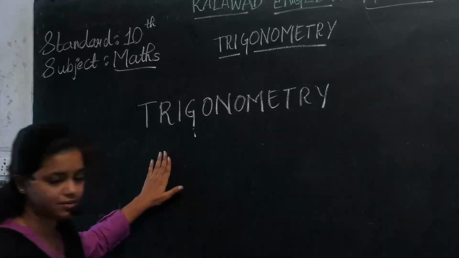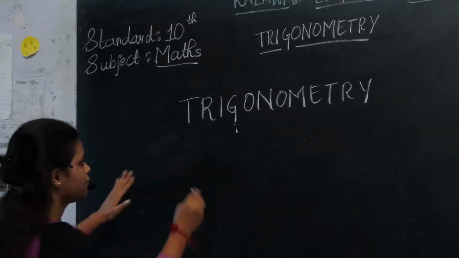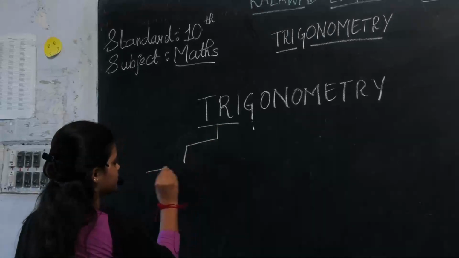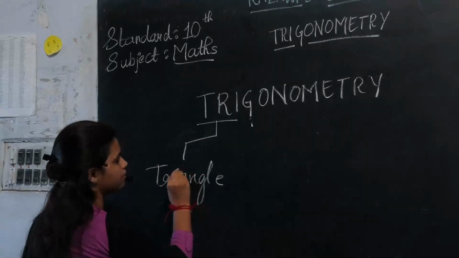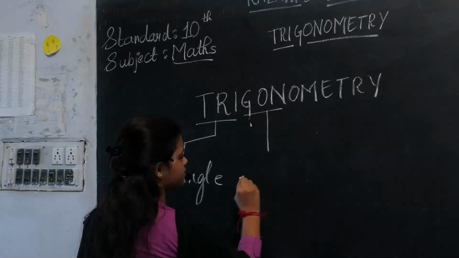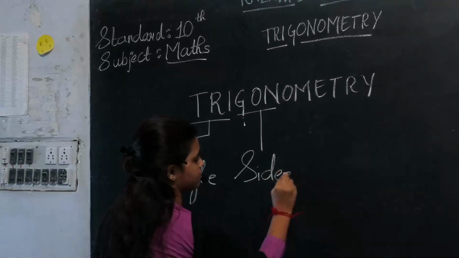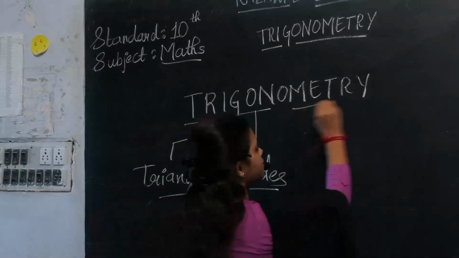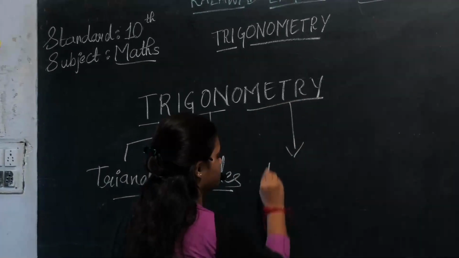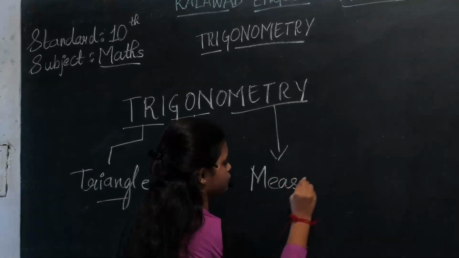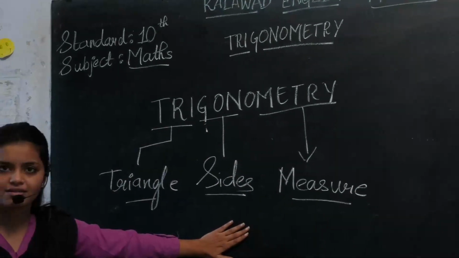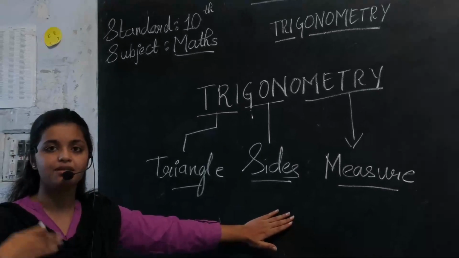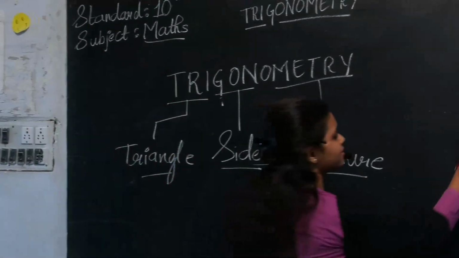See, trigonometry. It is a Greek word. Tri means triangle. Okay? Gon means sides. And metron means measurement, to measure. From this name you can understand that trigonometry is used to measure distance.